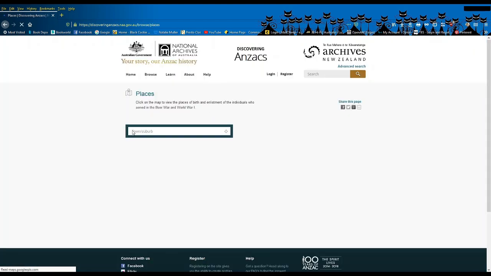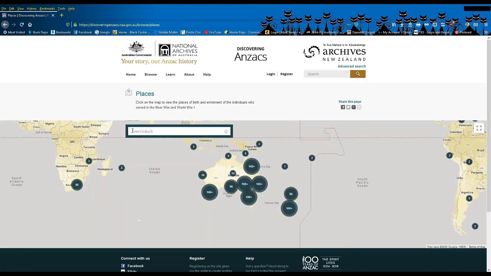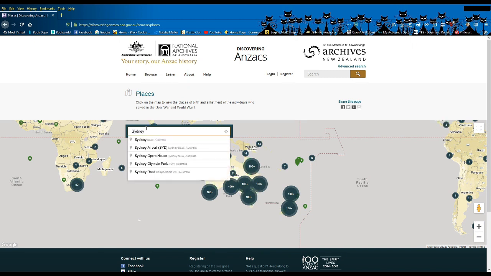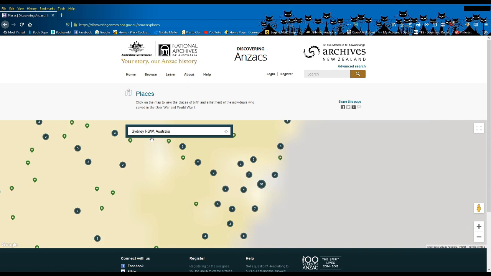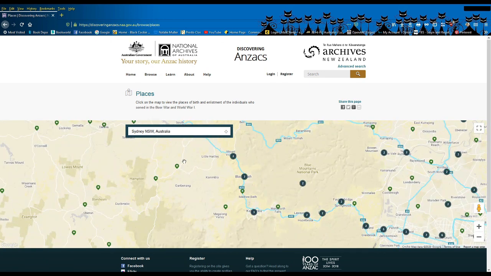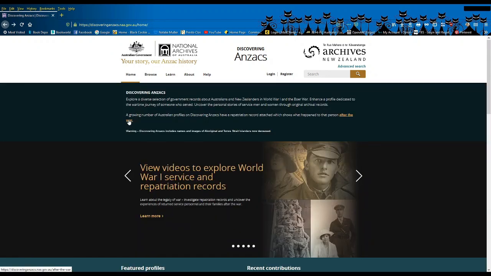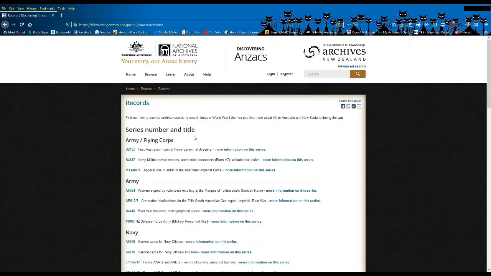So looking at that front page, we've now had a look at where people come from. So looking at locations, you can put a location in here, and so we put in Sydney, and then we have where people came from, where they signed up. And here we go to Katoomba, and you can go all the way down into the town. Going back here, we're having a look at some records.